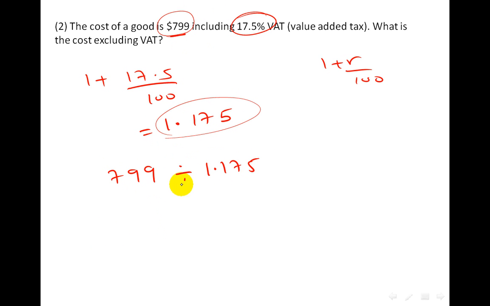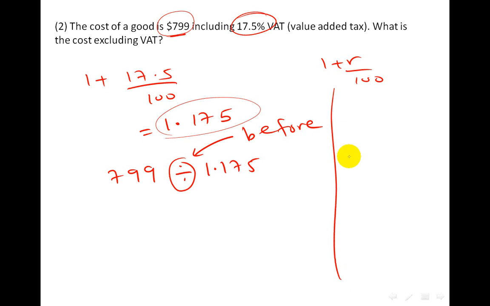Okay, now why do I do a dividing here? I did it dividing because I'm talking about before. If you are looking for the price or for the value which is before the change, you're going to divide. But in the previous question, I had 1.04 multiplied by 25 because I wanted it after inflation. So once it's multiplication, that means it's after. Once you have a division, that means it's a what? It's the value that is before the change.